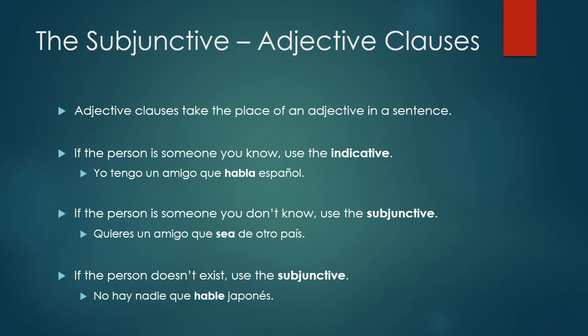And if the person doesn't exist at all, you also use the subjunctive. No hay nadie que hable japonés. There is nobody here that speaks Japanese. If there is nobody and you're sure that they don't exist, it goes in the subjunctive.